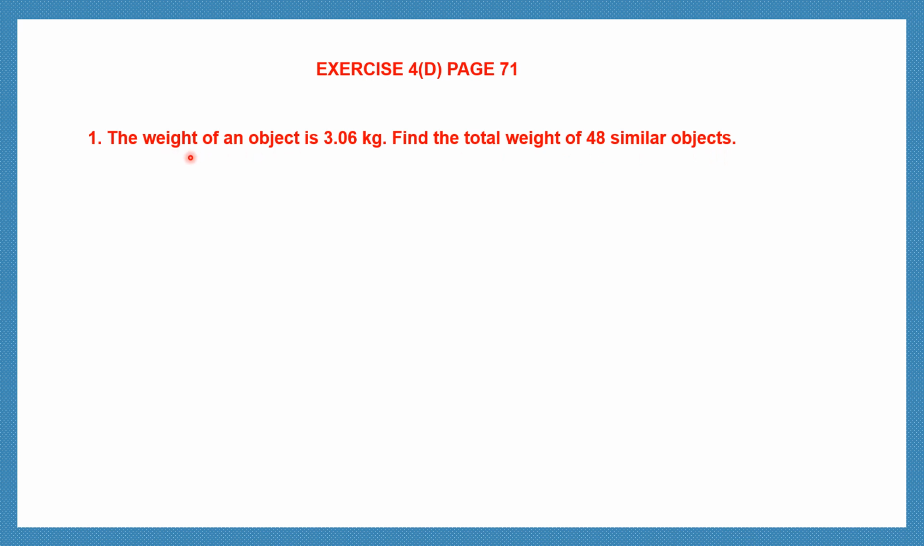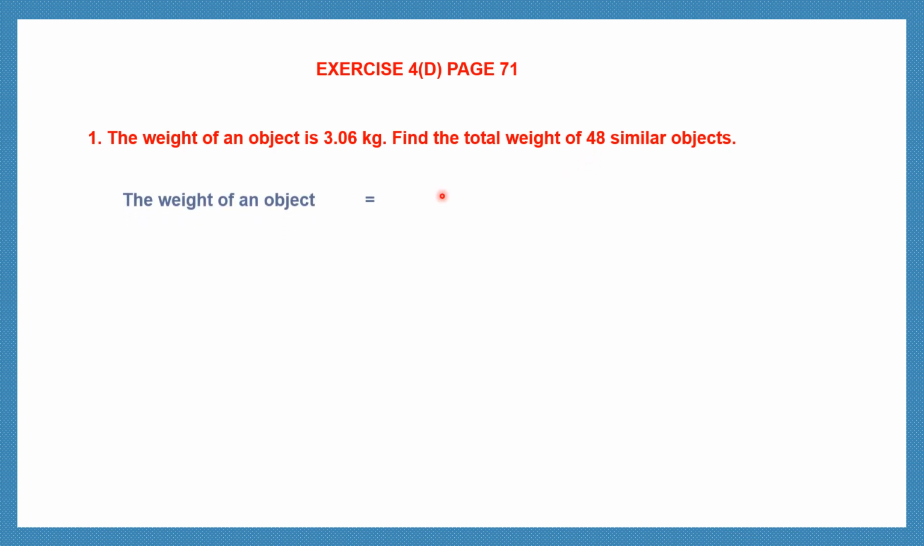So when you have been given the value of 1 and you are asked to find for many. Here it says an object, which means we're talking about one object. So we have been given the weight of 1 and we've been asked to find the weight of 48. Such a problem is a multiplication problem.